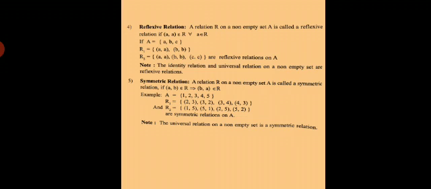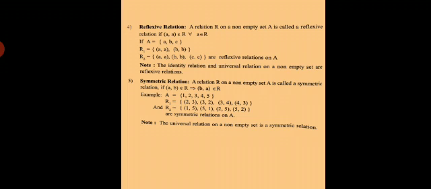Then the second one, symmetric relation. A relation R on a non-empty set A is called a symmetric relation if (a, b) belongs to R, then it implies (b, a) belongs to R. In the previous example, we saw the same elements in an ordered pair. In a symmetric relation, we will see the reverse, the inverse of an ordered pair, included in the set R. So that is called a symmetric relation.